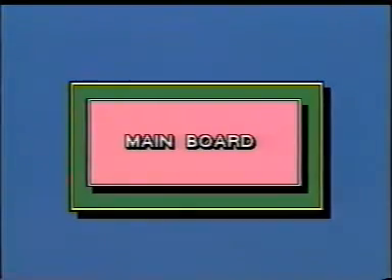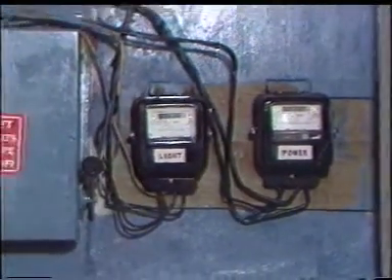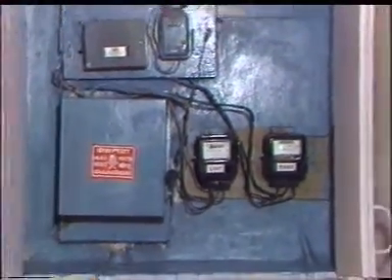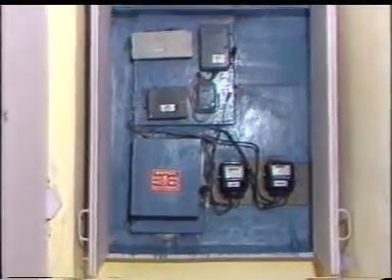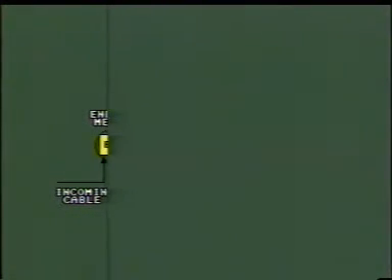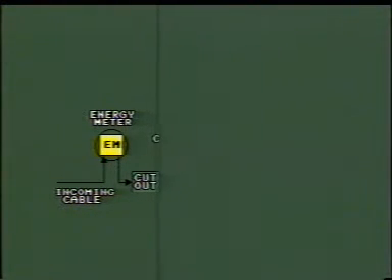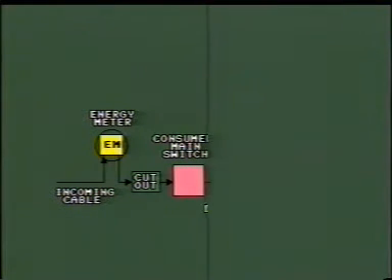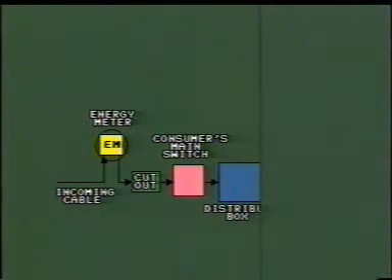Let us now see the other components of a wiring system. The first of these components is the main board, which houses energy meter, main switch and distribution box. Power from the service main flows through the energy meter and the main switch to the distribution box, from where it is fed to the various circuits.